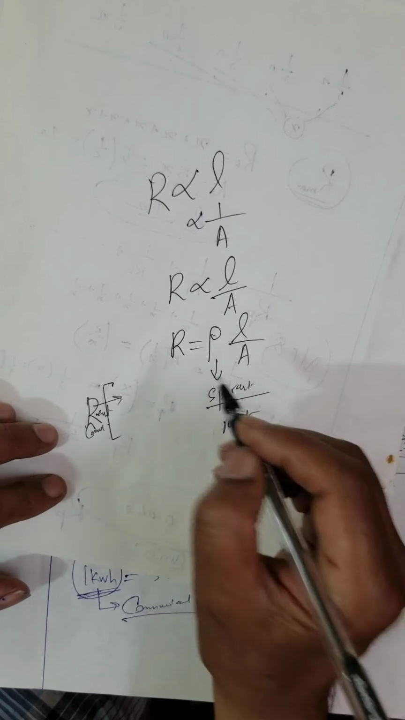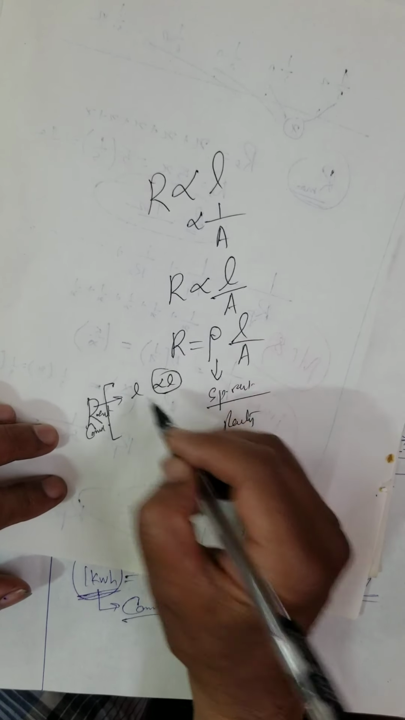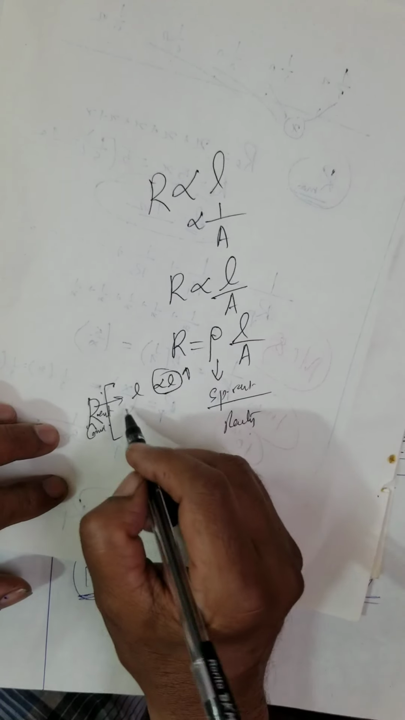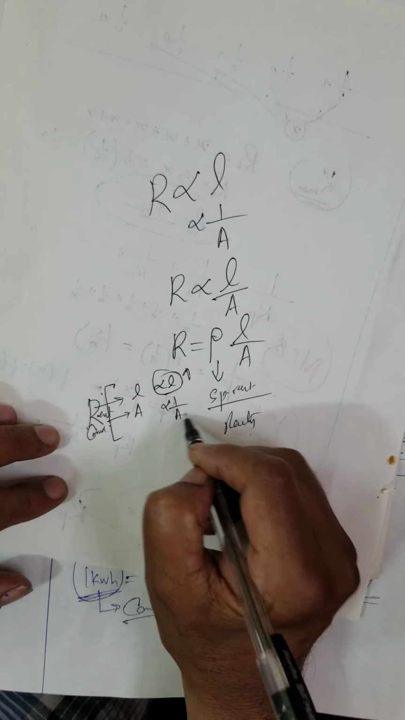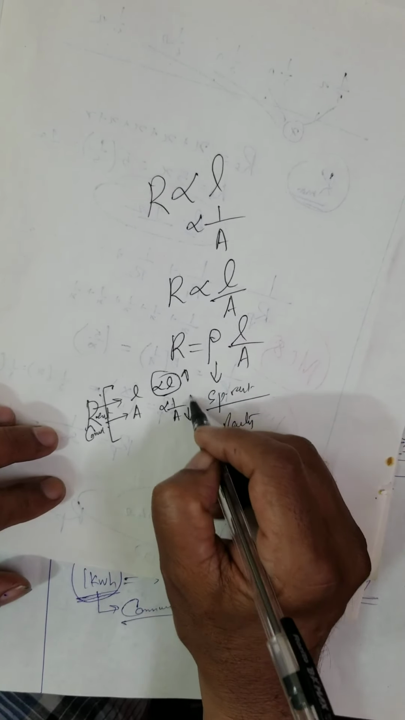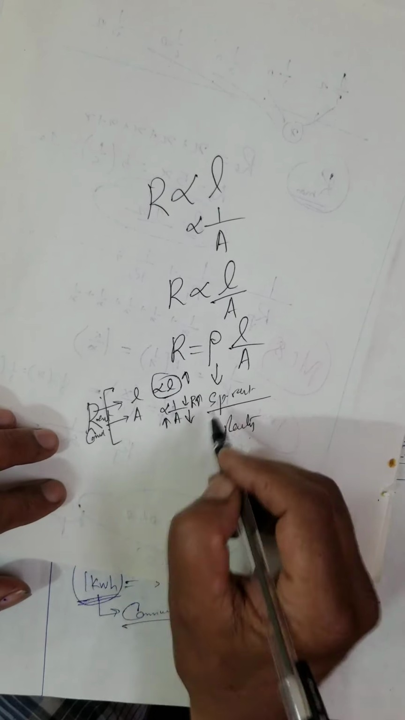It depends upon length. How does it depend? Directly proportional to length. That means more the length, more the resistance. And it depends on area of cross section. How will it depend? Inversely proportional to area of cross section. If area of cross section is less, resistance is more. If area of cross section is more, resistance is less. This is the way they are related.